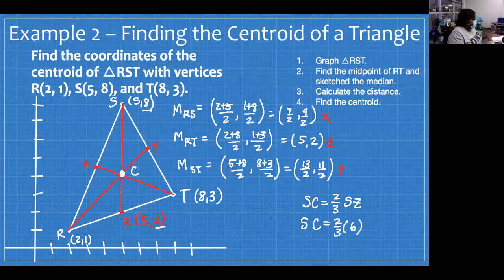All right? So we're going to multiply by 3/2 on both sides. No, we're not. We're just going to do the math. 2/3 of 6. 2 times 6 is 12. 12 divided by 3 is 4. So the distance from S to C is 4. So what does that make point C? (5, 4). So then our centroid is (5, 4). I'll write it over here.